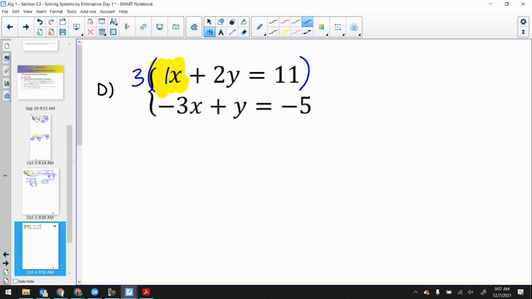Because again, I can't just multiply one term. Now, why can I do that? Well, as long as I multiply one side of the equation and the other side of the equation by that same number, that's still okay in the math world. I've still balanced that equation.